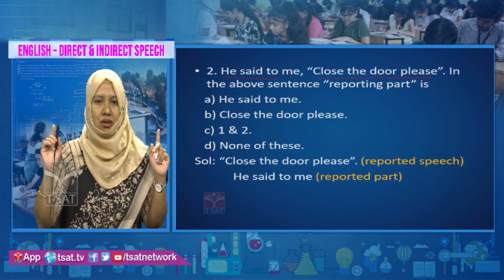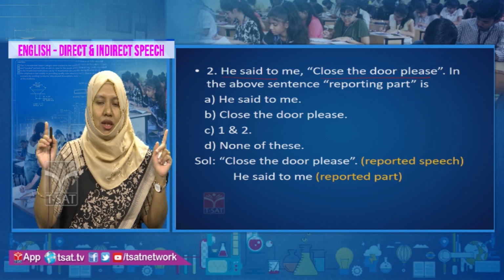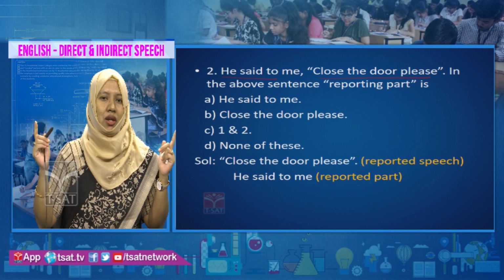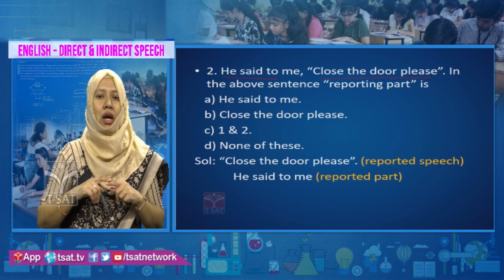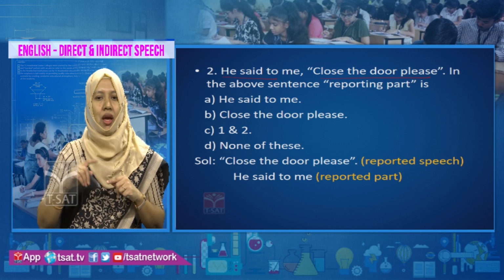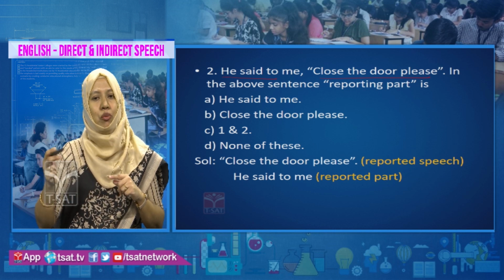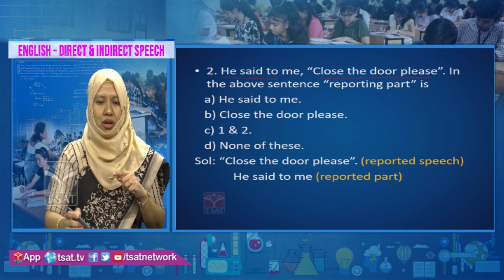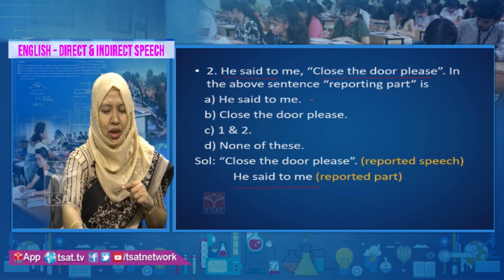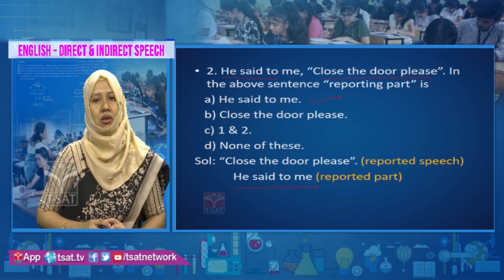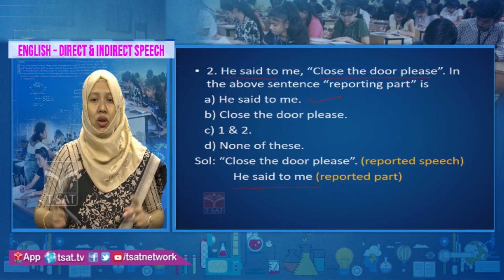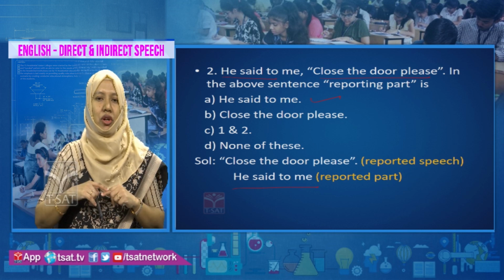Whenever we write anything in quotations, that is reported speech. We use quotation marks to write reported speech, so reported speech is always written in quotation marks. What is the reporting part? The reporting part is he said to me. So the correct answer is he said to me. Option A is the correct one. What is reported, the actual words of the speaker, is written in quotation marks.